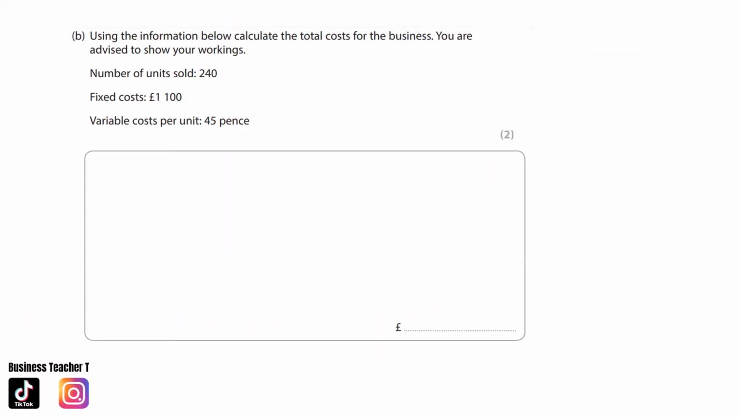Next question, using the information below, calculate the total cost for the business. You are advised to show your workings. The number of units sold are 240, the fixed costs are £1,100, and the variable cost per unit 45 pence. So we need to show and calculate the total cost for the business. Now we know the fixed costs are £1,100. What we need to do is add that to the calculation of the number of units sold multiplied by the variable cost per unit to give us our total costs. And the answer is £1,208.